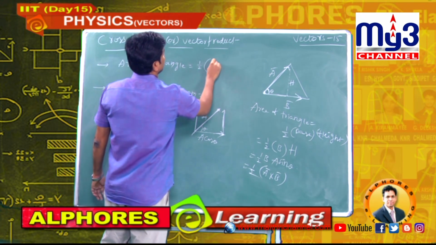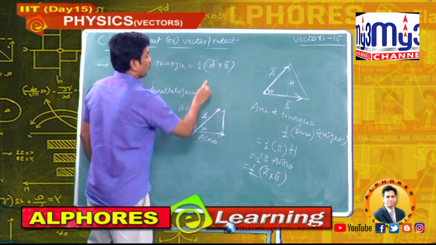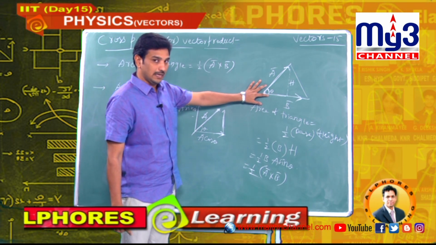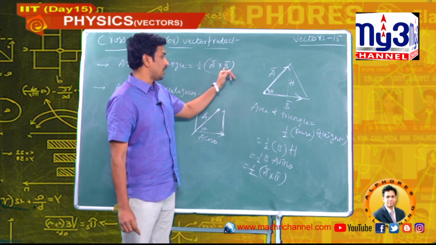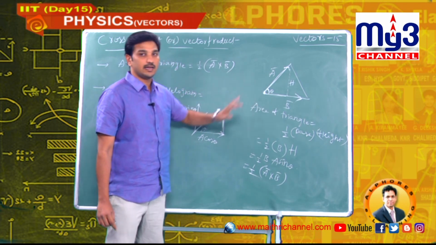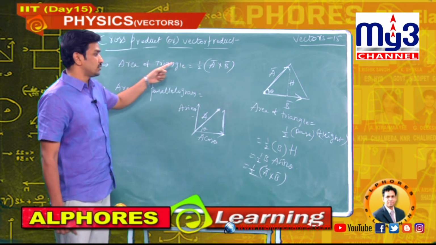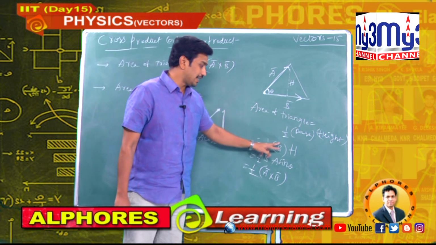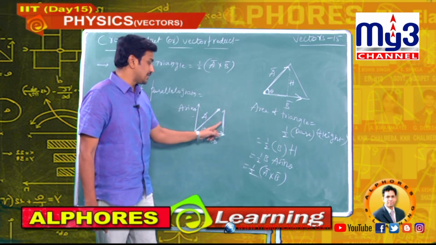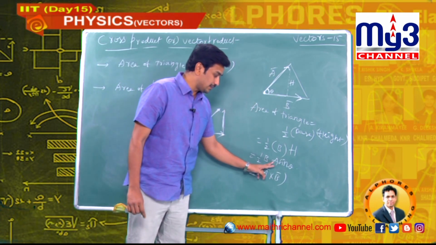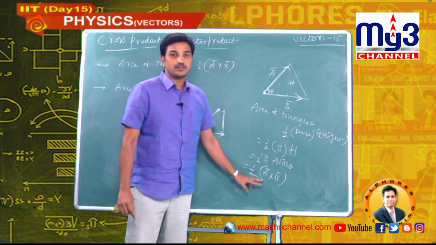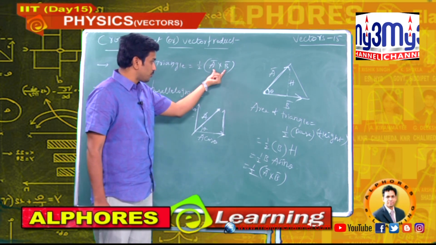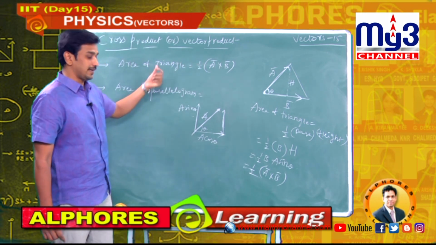Half into A bar cross B bar. What are A bar and B bar? A bar, B bar are two adjacent sides of a triangle. So area of triangle is half into base into height, the general formula from geometry. Base as it is, height we calculated as A sin theta. AB sin theta is nothing but A bar cross B bar. The final answer for the area of the triangle is half into A bar cross B bar. By using cross product, we are going to calculate the area of a triangle.